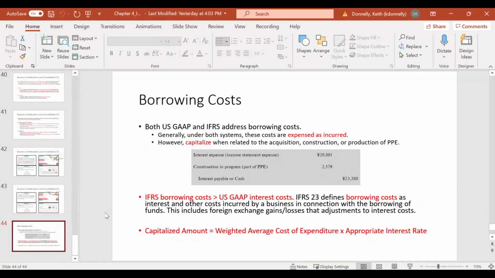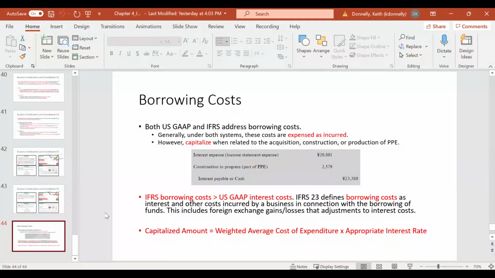However, if you borrow with the intention of specifically using that money to build something, like a building, that would become capitalized as part of the building. Now, as I have here, IFRS borrowing costs are going to be greater than US GAAP costs. With regard to definitions here, borrowing costs under IFRS are defined as interest and other costs incurred by a business in connection with the borrowing of the funds. This includes foreign exchange gains or losses, that adjustments are needed for interest costs.